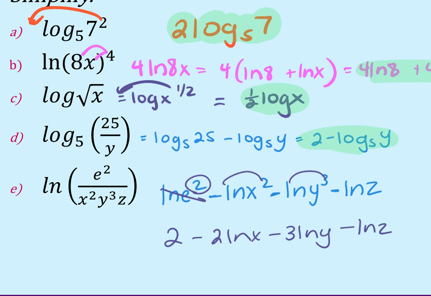Could you do 2 minus 2 ln, like parentheses? The 2 on the minus. As long as you then make ln e 1. Is that what you mean? Mm-hmm. Yeah. Good?